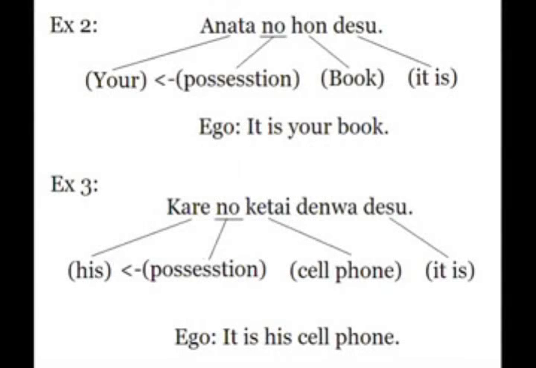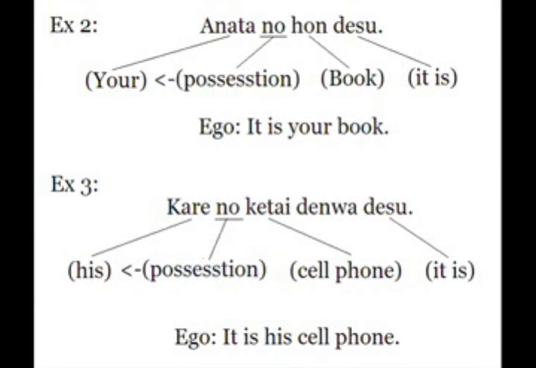For the next example, we have anata no hon desu. Anata no hon desu. It is your book. Anata no hon means your book. Next example, we'll have Kare no keitai denwa desu. It is his cellular phone. It is his cell phone. Kare no keitai denwa. His cell phone.